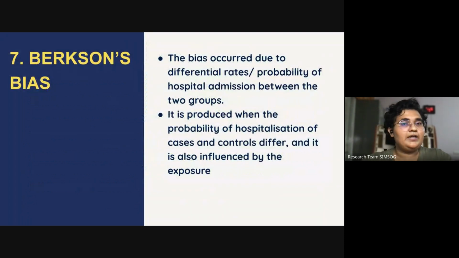Now let us look at Berkson's bias or Berksonian bias. This bias occurs due to differential rates or differences.